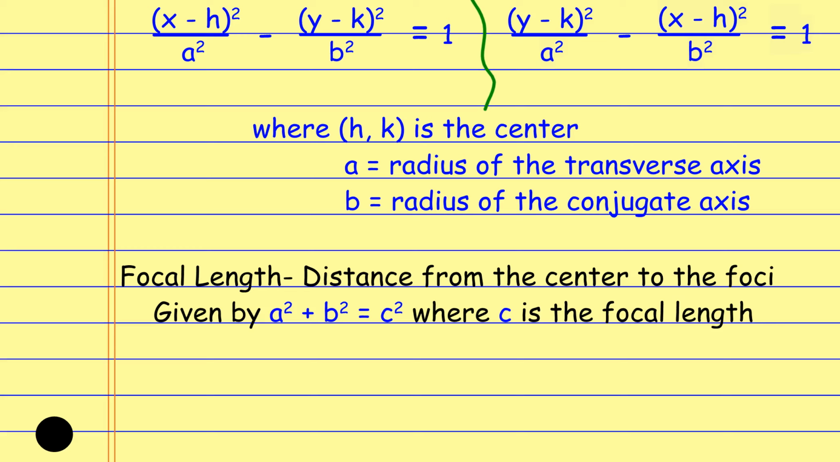Remember, with our parabola, it's 1 over 4a. With our ellipse, it was a squared minus b squared equals c squared. And now with the hyperbola, it's a squared plus b squared equals c squared. It's my actual Pythagorean theorem in order to find this thing. And that focal length is just going to tell me how far to go in order to get to my foci.